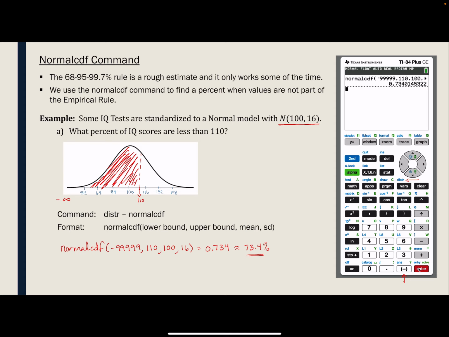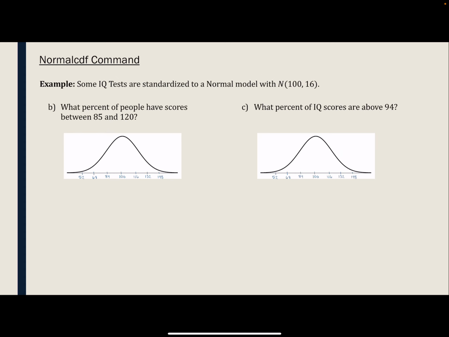All right, so let's do a couple more like this. Here again, I have the same thing. I have a normal model with a mean of 100 and a standard deviation of 16. For part B, it says, what percent of people have scores between 85 and 120? So 85, right about there, and 120, right about there. So I want to know the area here.